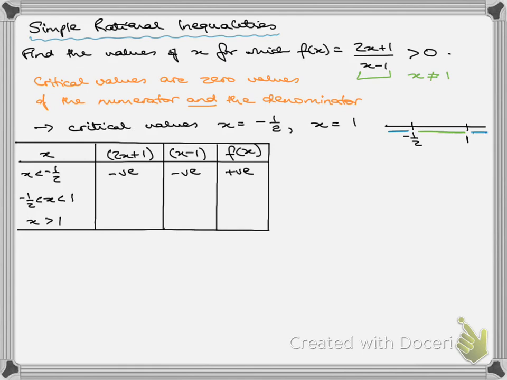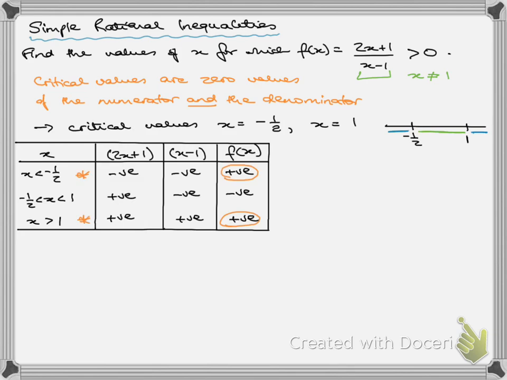What happens to 2x plus 1 when x is less than -1/2? What happens to x minus 1 when x is less than -1/2? And then when I divide a negative number by another negative number, my quotient, the f of x, is positive. Likewise, in the second row, I have a positive divided by a negative, which will be negative, and then all positives.